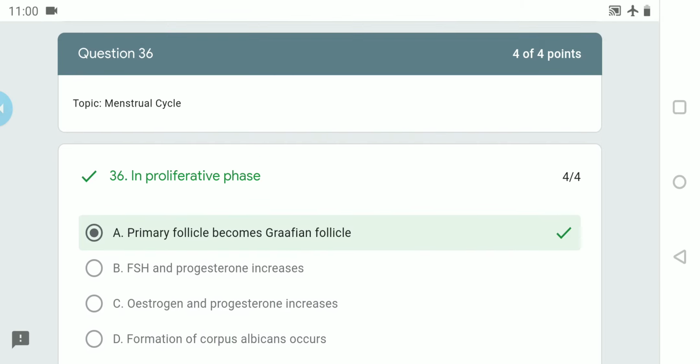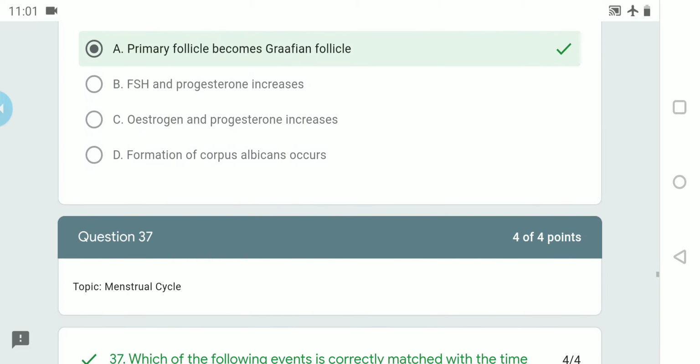The next question is also related to the menstrual cycle. In that is the proliferative phase. Do you remember what the proliferative phase is? Especially when they are discussing the proliferative phase, while we were discussing the Graafian follicle, I told you, I hope you remember. What are the main changes? The primary follicle becomes a Graafian follicle. So I told you it is a very important phase, isn't it? Did you get it? Yes.